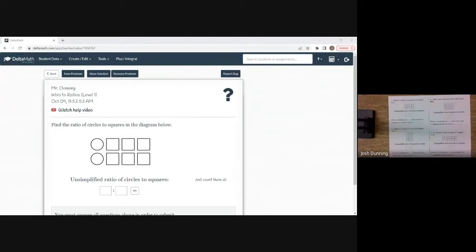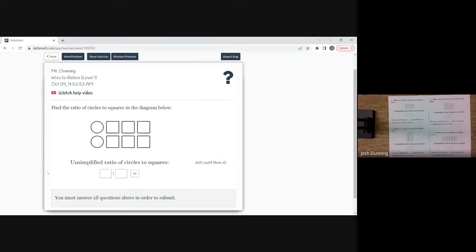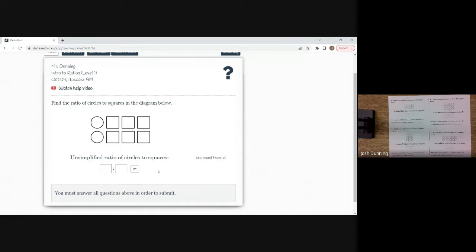All right. So just to make sure you're okay on doing the deltamath assignment. Now here in deltamath, it says find the ratio of circles to squares in the diagrams below. And then we have to fill some things in. It says the unsimplified ratio of circles to squares. So what you want to do, it says just count them all.